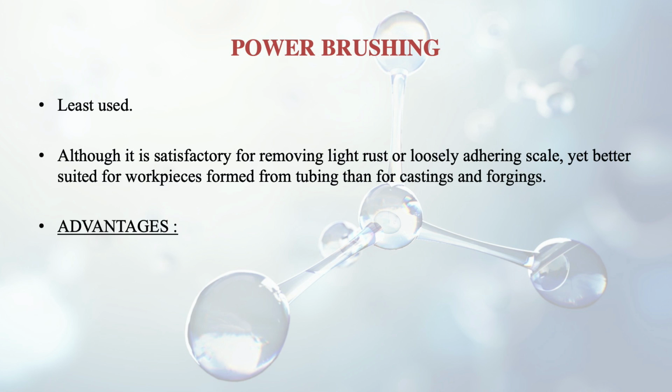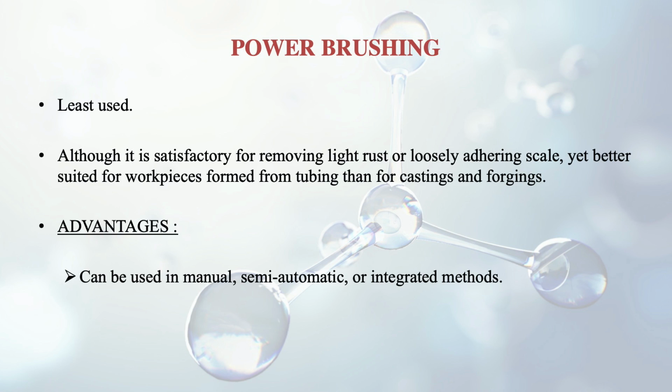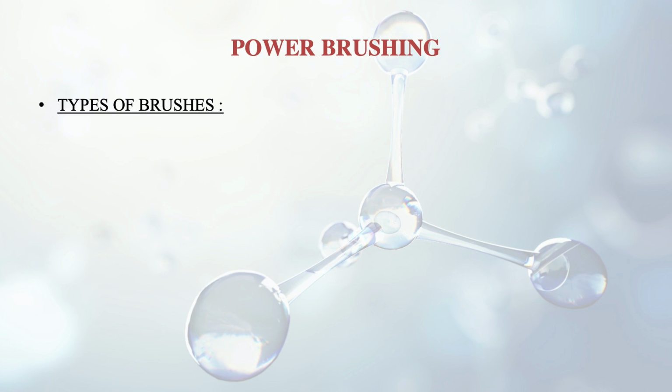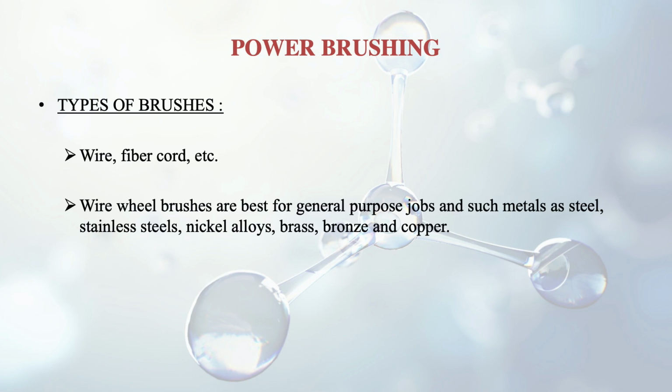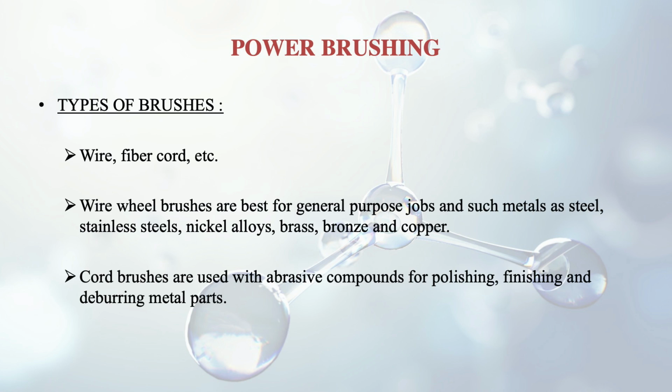What are the advantages of that? It can be used in the manual, semi-automatic or integrated methods. So it can be used in any way, meaning we can use it manually or we can make it automatic also. What are the types of brushes? They are in the form of wires or fiber cords. Wire wheel brushes are best for general purpose jobs, and they are used on metals like steel, stainless steel, nickel alloys, brass, bronze and copper. Whereas the cord type brushes are used with abrasive compounds, for polishing, finishing and deburring of metal parts.